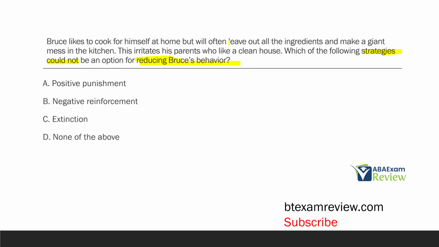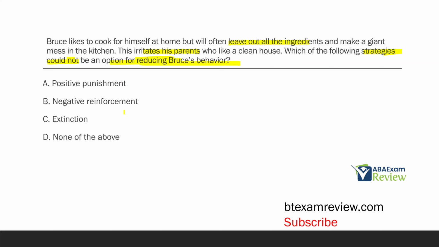A, positive punishment. Is positive punishment a reduction strategy? It is. That's all we need to know for this question. Don't evaluate the merits of positive punishment. That isn't what the question is asking. The question is simply asking what strategy could or could not work. Positive punishment could be an option to reduce.